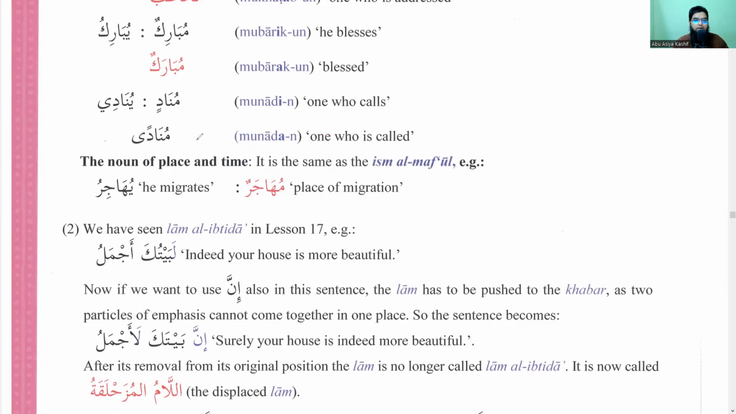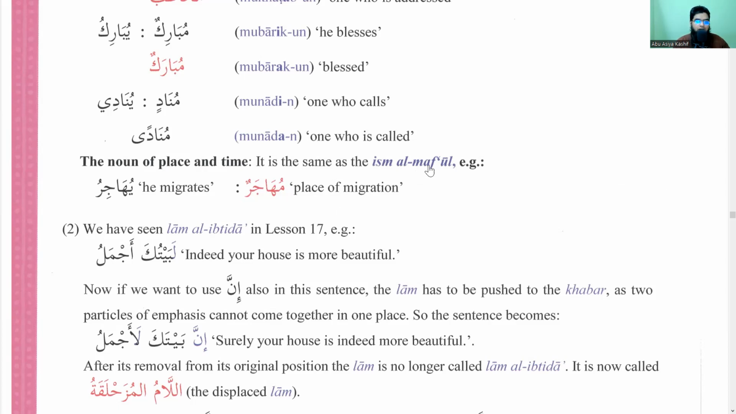So yuhajir, he migrates. The one who's migrating will be muhajir, correct? And not the person who's migrated, you can say muhajar, but the noun of place and time is used as muhajar because this is same as ismul maf'ul, the place of migration. Like Madina was the muhajar, the place, muhajar Rasulullah, the place of migration of Rasulullah sallallahu alaihi wasallam.